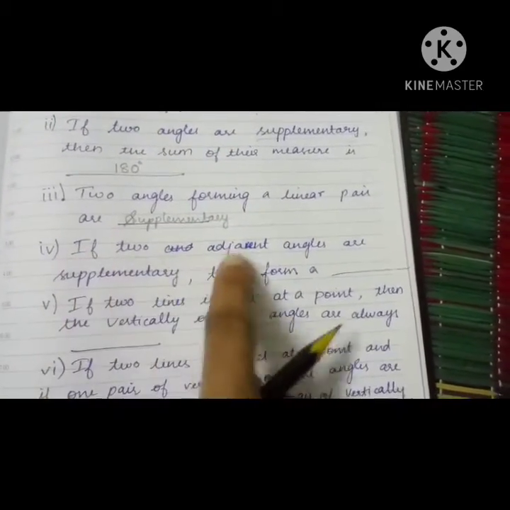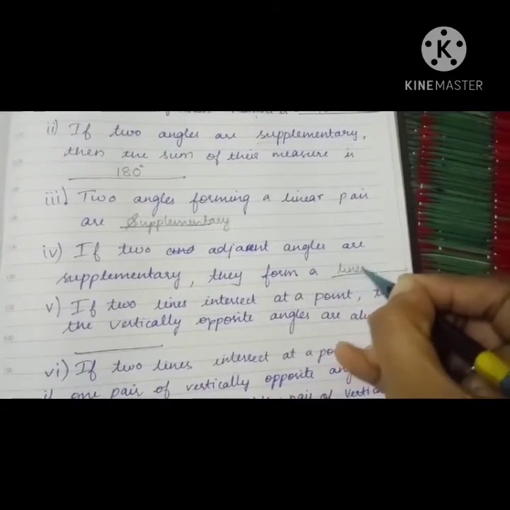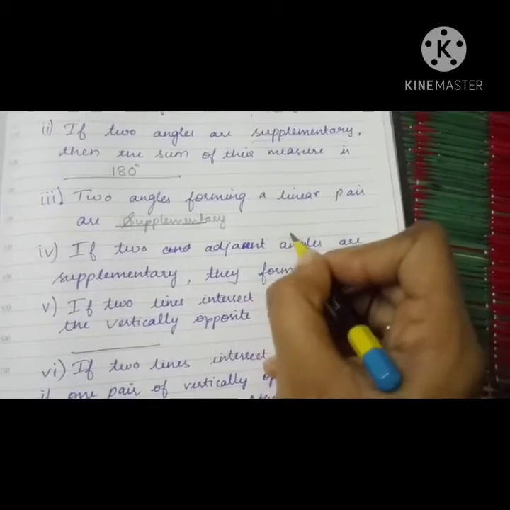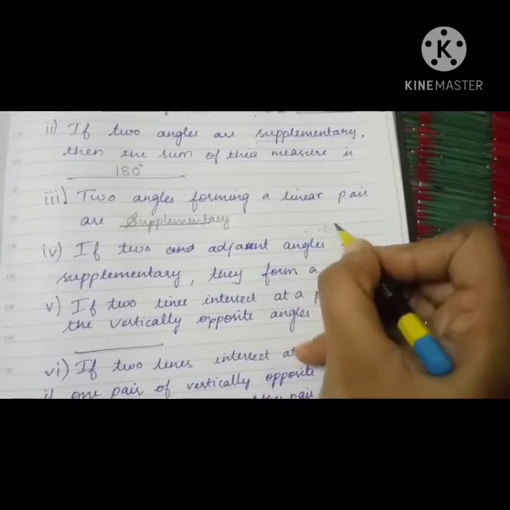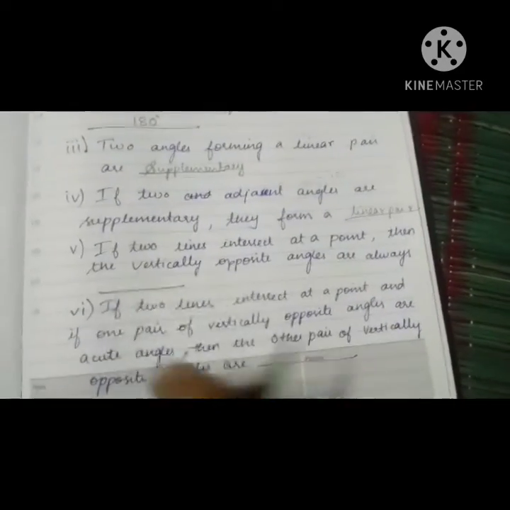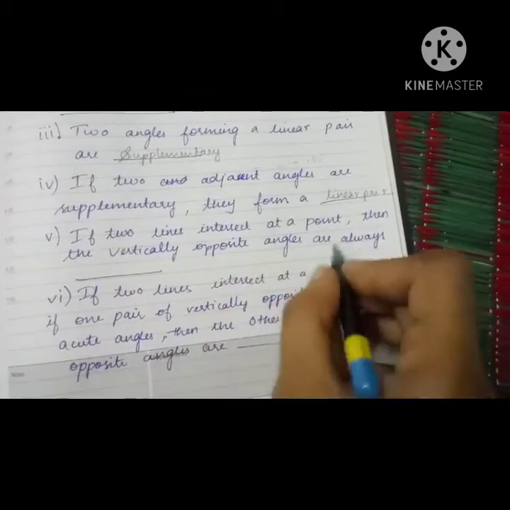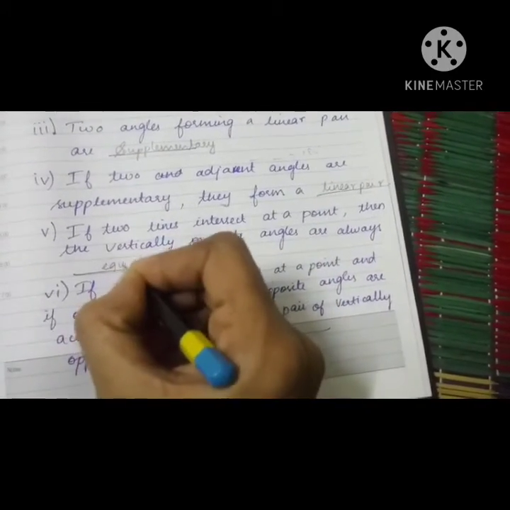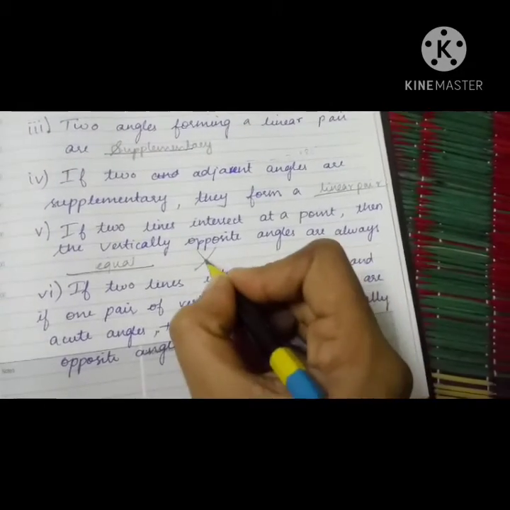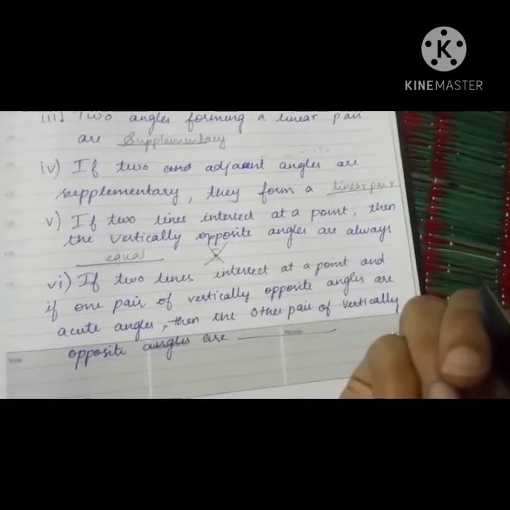So if two adjacent angles are supplementary, they form a linear pair. Adjacent angle means what? Near angle. If I add the near angles and get 180 degrees, those two angles form a linear pair. That is the meaning. Okay, if two lines intersect at a point, then vertically opposite angles are always equal. Intersect means what? Touch at a point. Vertically opposite angles will be equal.